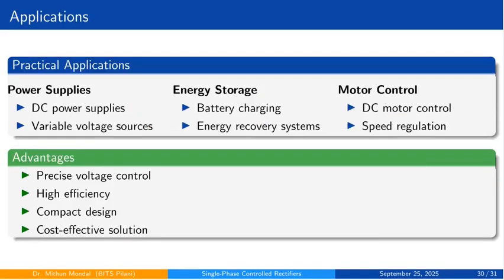Application wise, we use it in power supply, energy storage and motor control. These are all industrial applications, such as DC power supplies, variable voltage sources, battery charging, energy recovery systems, DC motor control and speed regulation. Everywhere we can think of this single phase converter operation with RL load conditions. The advantages are precise voltage control, high efficiency, compact design, and cost effective solutions.